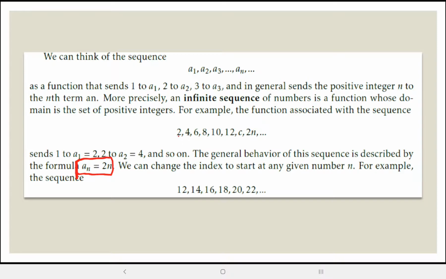Note that, so, 2 naging 12. So, si 4 naging 14. So, basically, nagdagdag lang tayo ng 10. So, we can easily determine that the nth term formula or the formula for this sequence is 10 plus 2n.